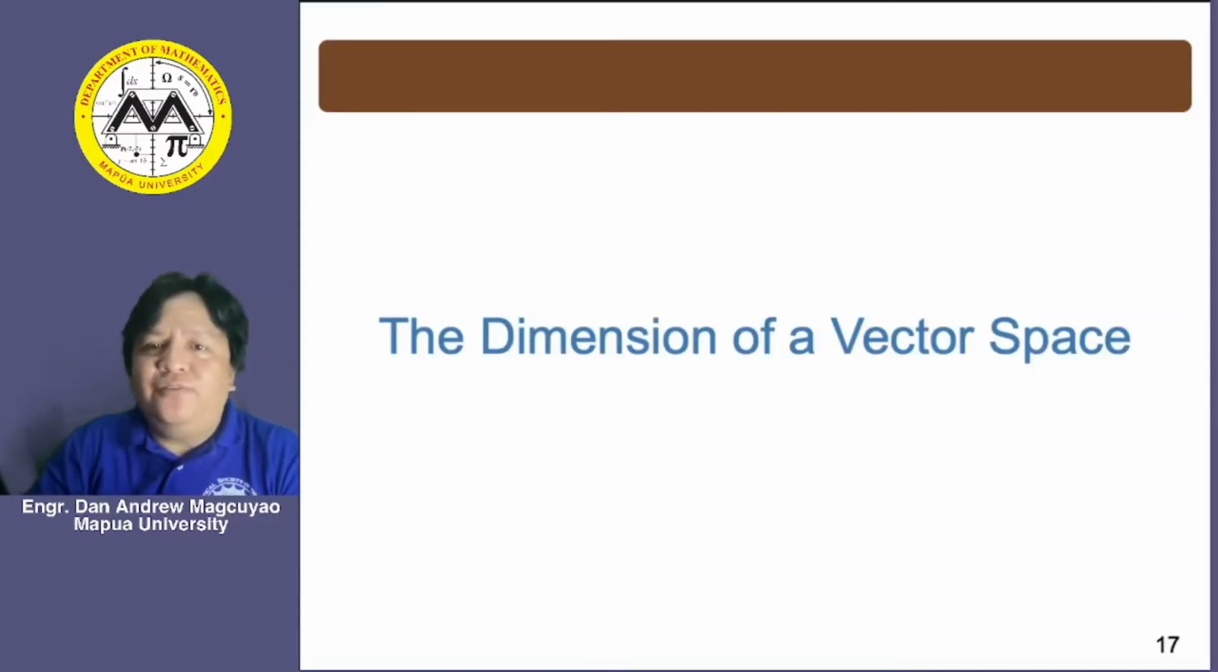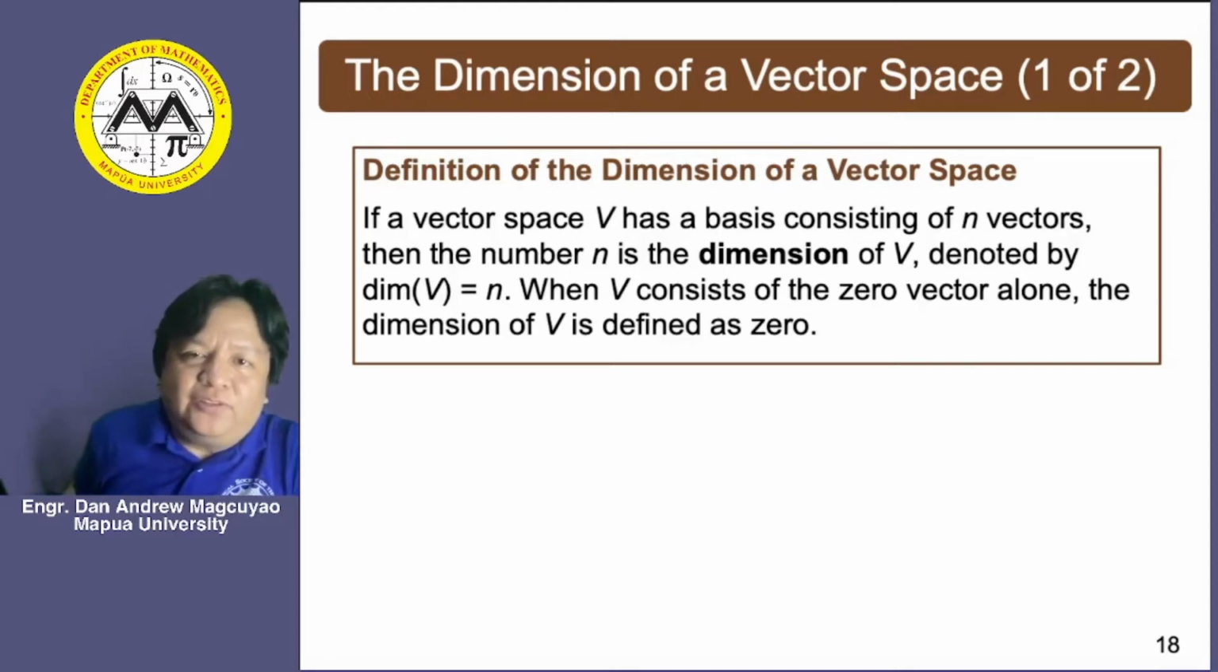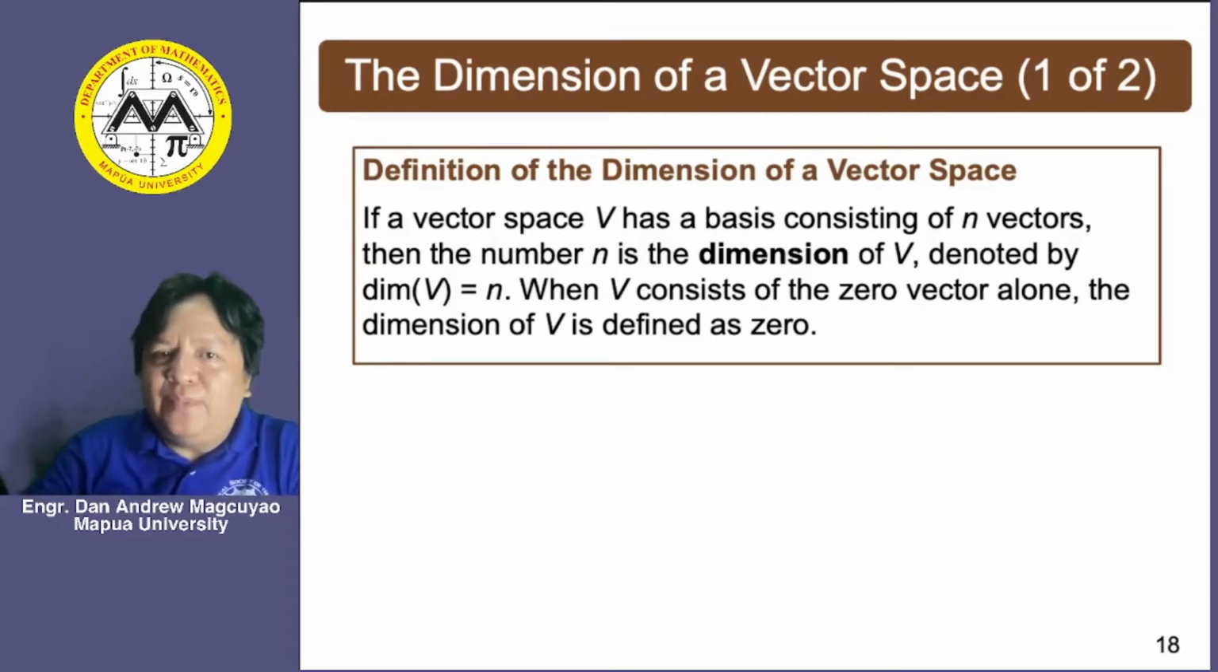The dimension of a vector space. If a vector space V has a basis consisting of n vectors, then the number n is the dimension of V, denoted by the dimension of V equal to n. When V consists of the zero vector alone, the dimension of V is defined as 0. So the dimension of V is the number of vectors in the basis.